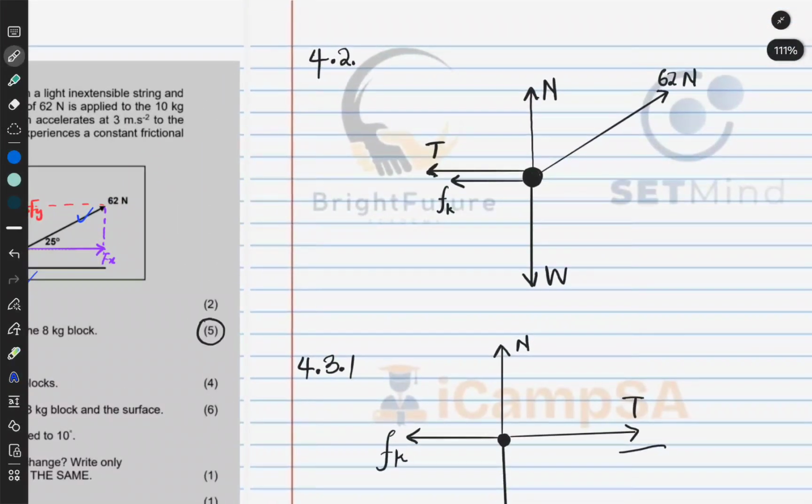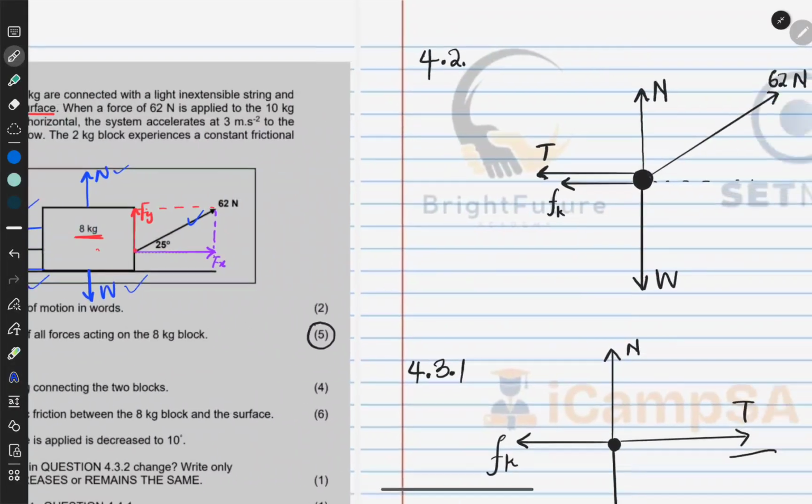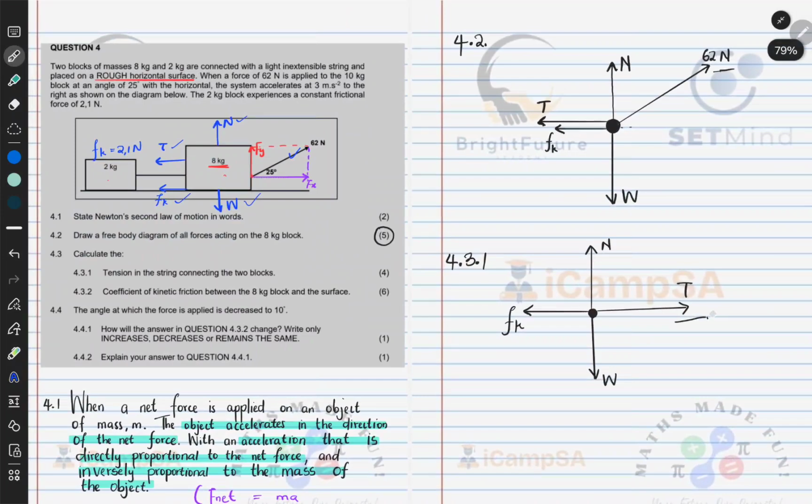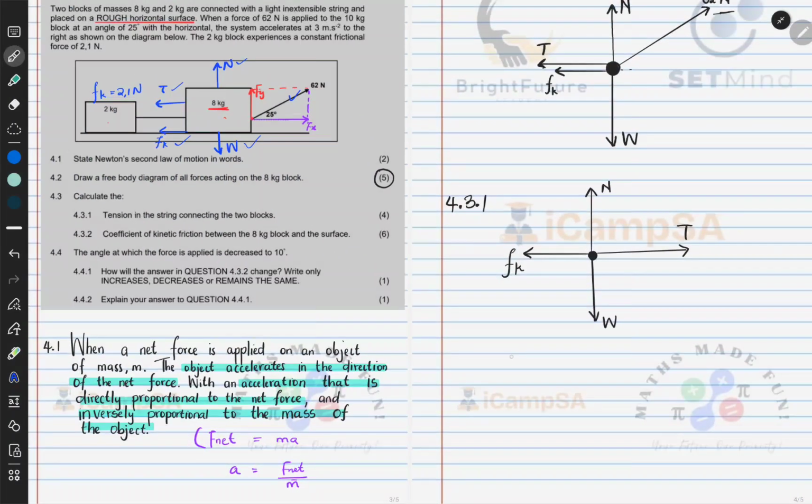The reason we can't use the 8 kilogram block is that we would have to do a lot more work, and this is just 4 marks. First, we'll have to resolve this guy, the 62 newtons, so that we use its x component to find the tension, which is along the x-axis. And still we do not know what the frictional force is for the 8 kg block. So you see, that would be a bit tedious. It would take us a longer time. So that's why we use the 2 kilogram block to find the tension in this question. So let's do it. We'll say F net.